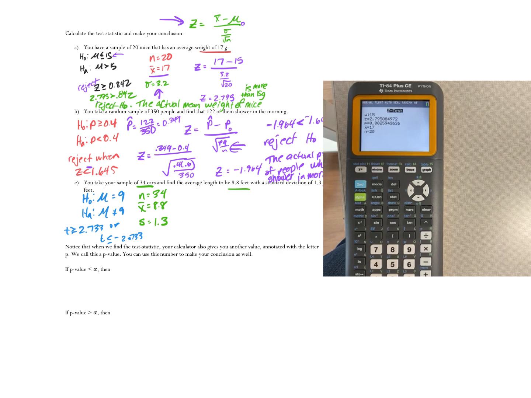One. We are doing a T test, yes? Do we have two samples? No, so you pick just T test.